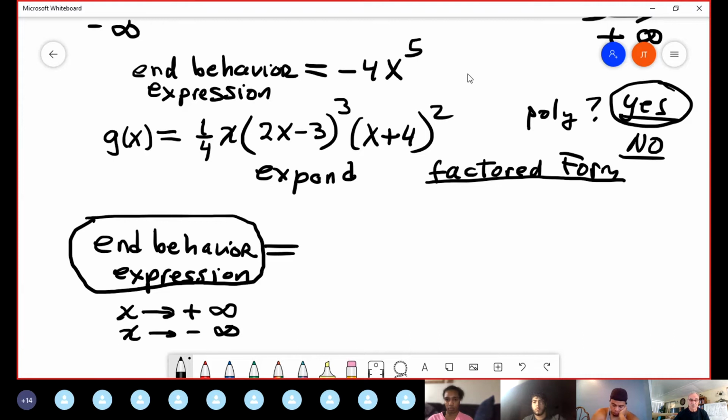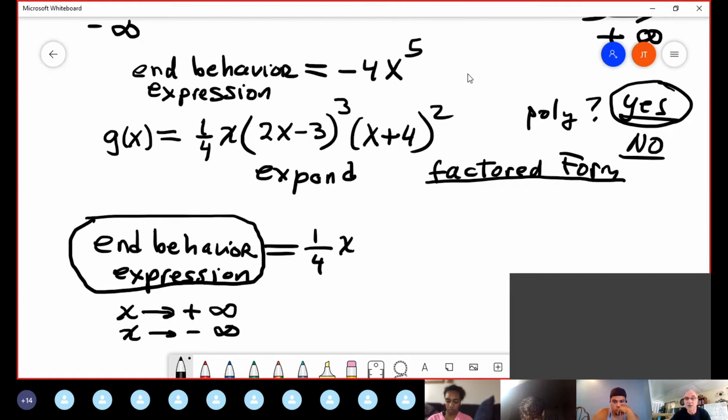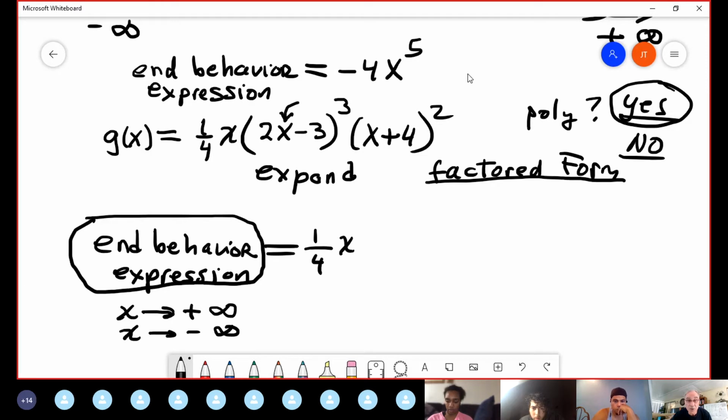Well, I suppose the 1/4 stays, and x stays also, no? But here you're plugging in 2x minus 3 cubed. You're plugging in a huge number, so it's obvious that this 3 is completely negligible. Yes or no? Suppose a million: million times 2 million minus 3 is nothing. So this is completely negligible, and this 4 is completely negligible.